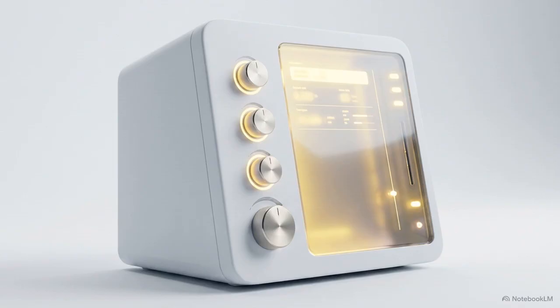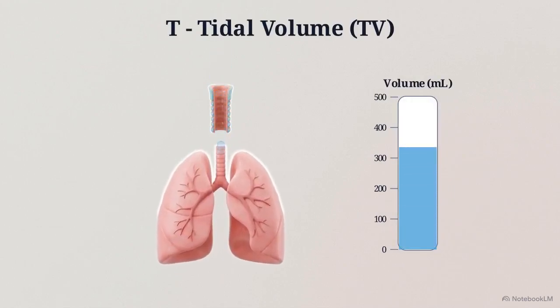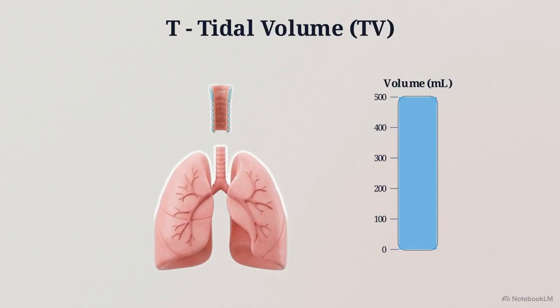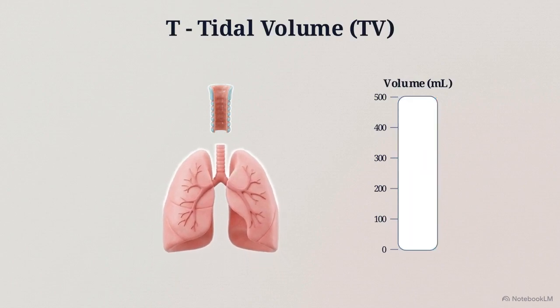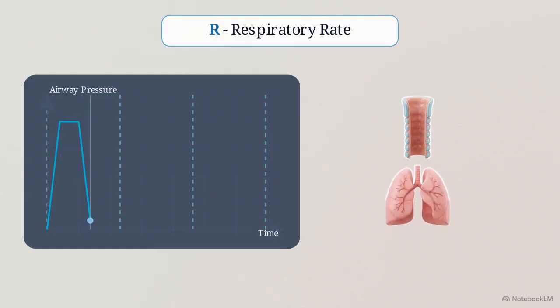Clinicians control a very specific set of variables to construct an artificial breath, organized by the memory tool TRAP. The T stands for tidal volume. This diagram shows tidal volume as the exact physical displacement of air delivered to the lungs in a single breath. To prevent lung overdistension, the adult clinical range is tightly calibrated to 6 to 8 milliliters per kilogram of the patient's ideal body weight.